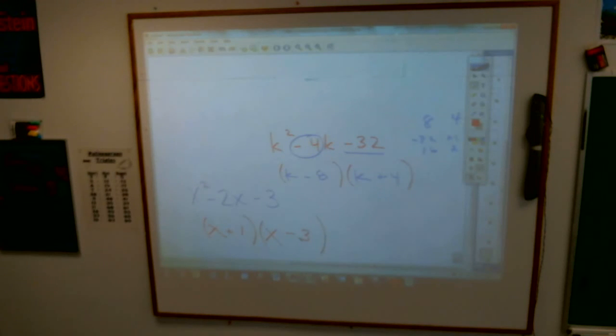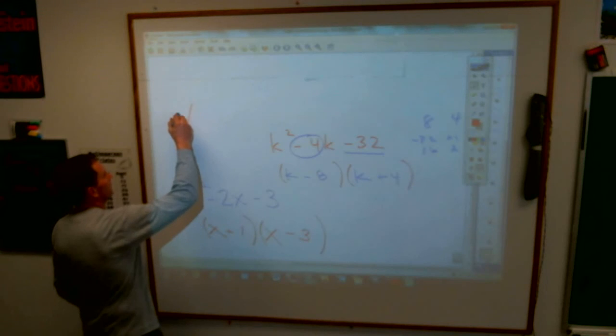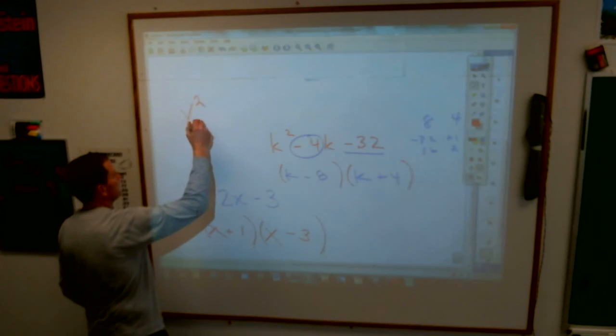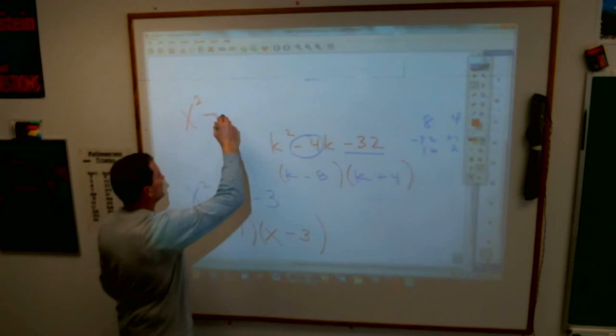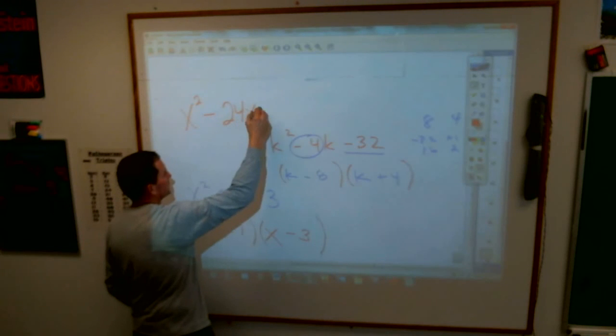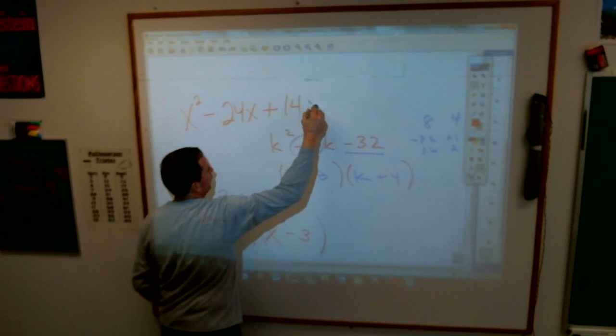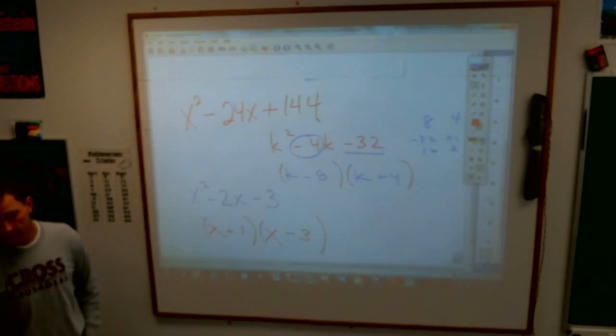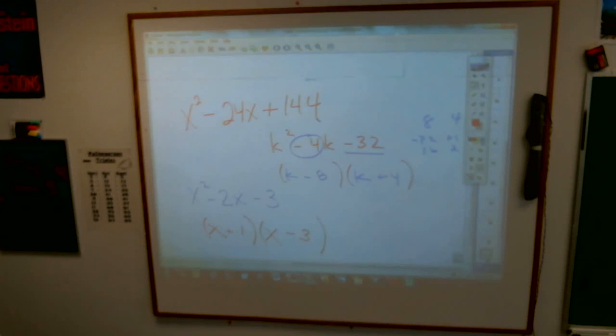Want me to do another one? Let's do another one. How about x squared minus 24x plus 144? One of my favorite problems in all the world.